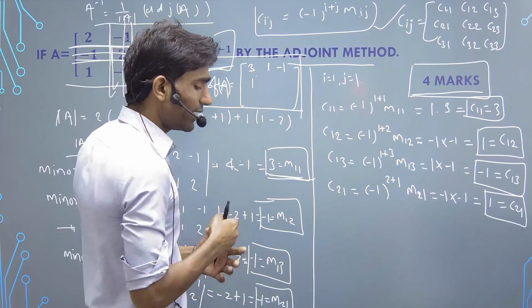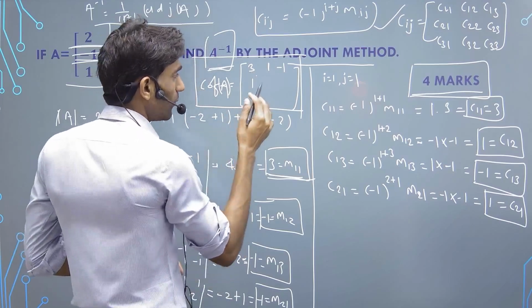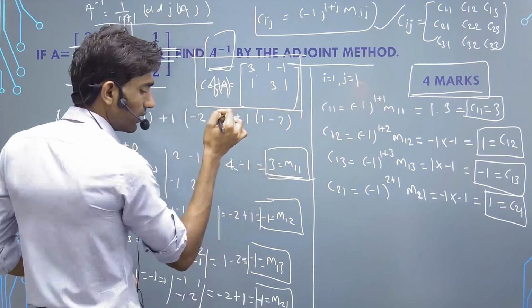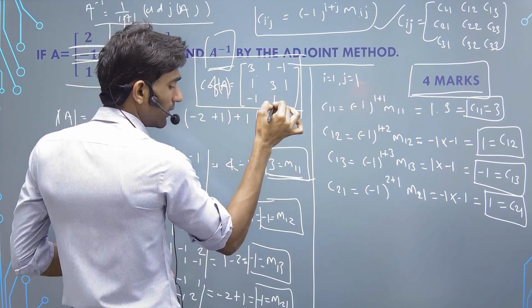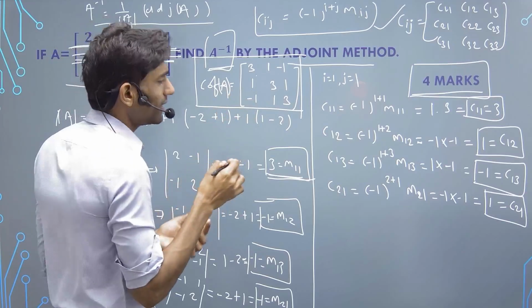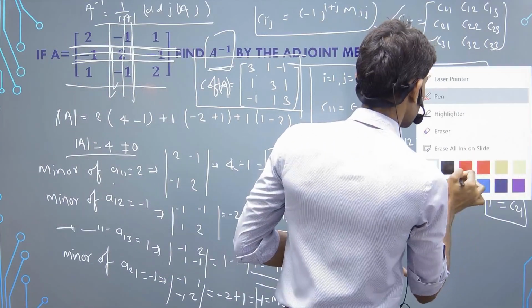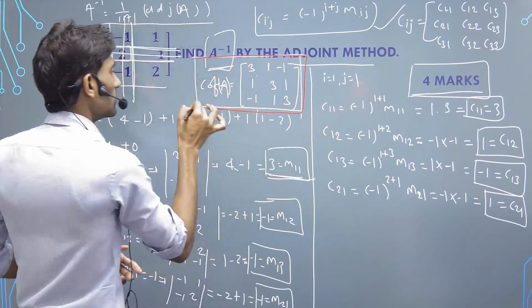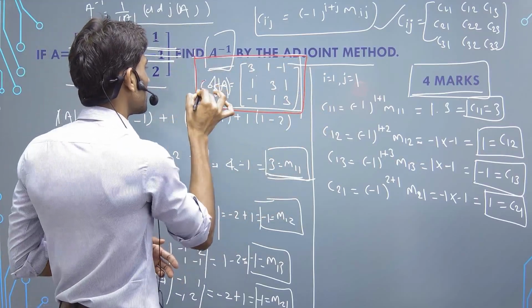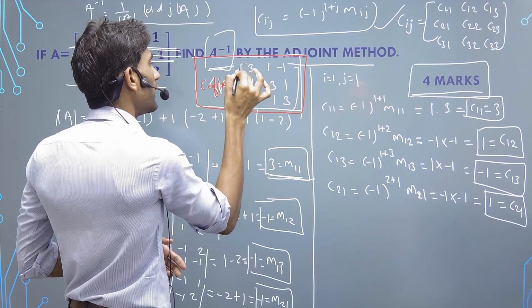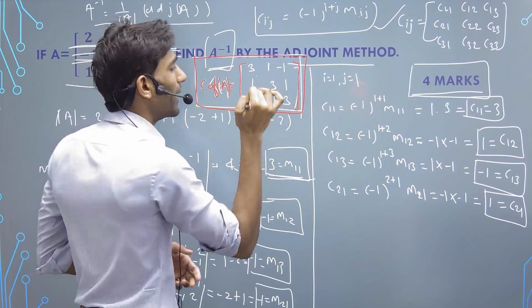Now write down the remaining values. You will get 3, 1, minus 1 in the first row, 1, 3, 1 here, and minus 1, 1, and 3 in the last row. So this is the cofactor matrix. I got this cofactor matrix. When we take the cofactor matrix transpose, you will get the adjoint of a matrix.